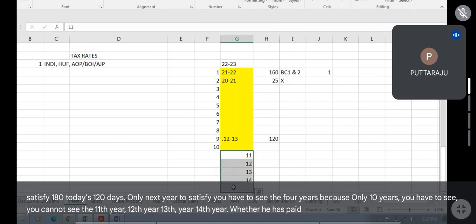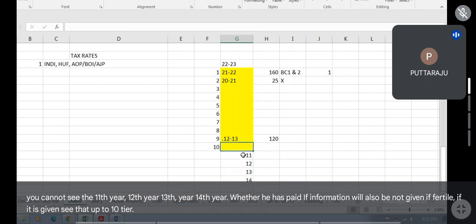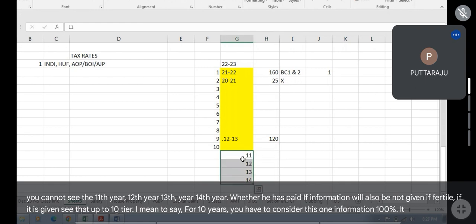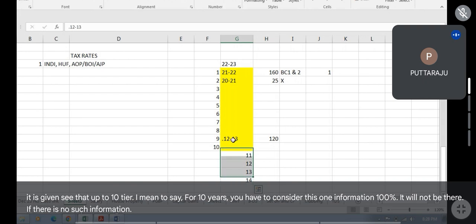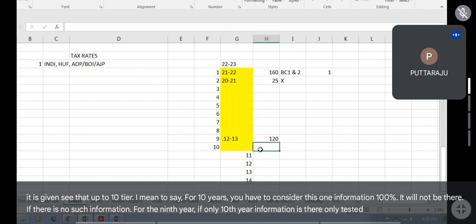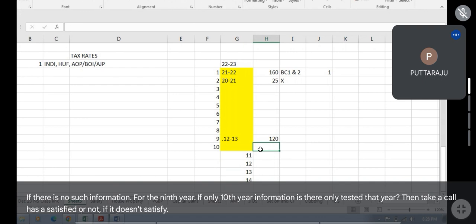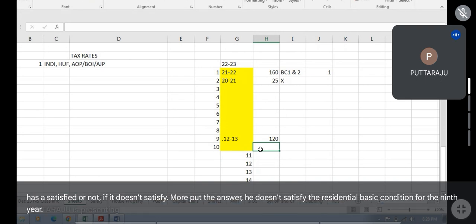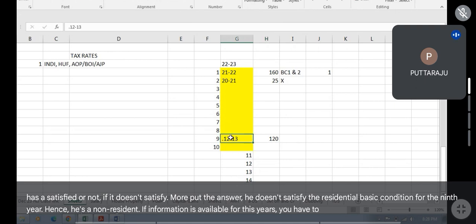Information will also not be given. If it is given, see up to the 10th year. I mean to say, for 10 years you have to consider this. Information 100% will not be there. If there is no such information for the 9th year and only 10th year information is there, only test that year, then take a call, has he satisfied or not. If he doesn't satisfy, put the answer: he doesn't satisfy the residential basic condition for the 9th year, hence he is a non-resident. If information is available for these years, you have to test, otherwise no need.